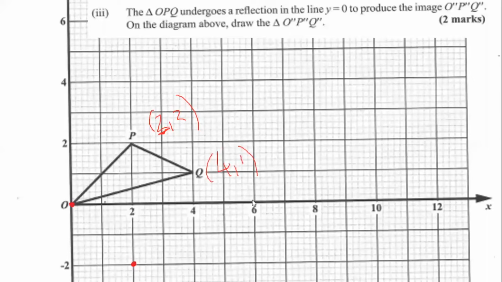The line y equals 0 is the same as the x-axis because it is along this line, only along this line, that y is equal to 0. So y equals 0 is the same as the x-axis. X equal to 0 is the same as the y-axis. So y equals 0 is the same as the x-axis.